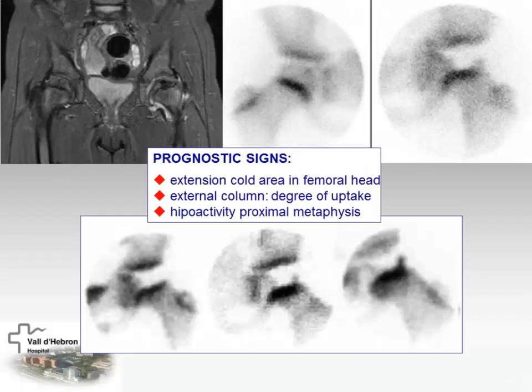And remember, as explained this morning, the prognostic signs of Perthes disease. The extension is one of the prognostic signs. The existence of an external column with a different degree of uptake is a sign of good prognosis. And also in some severe cases of Perthes disease, there is a diffuse hypoactivity of the proximal metaphysis of the femur. And in these cases, the neck is not going to grow as much as it can.